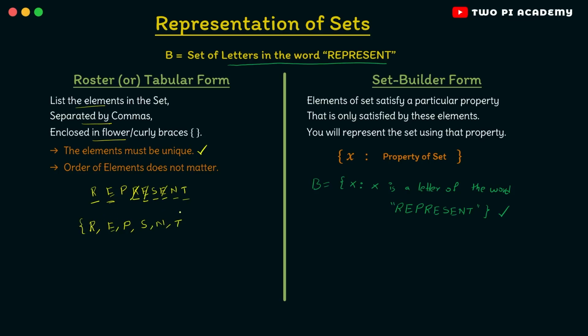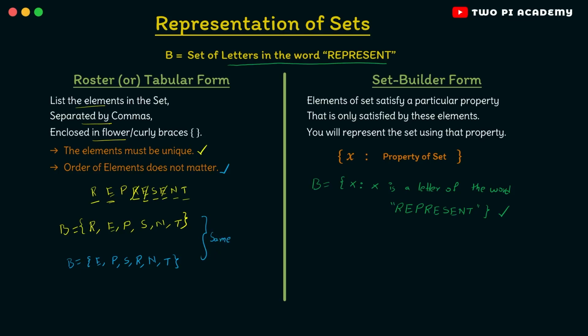So this is the roster form representation of our given set capital B. Capital B is equal to the set of R, E, P, S, N, T. But note that the order of the elements does not matter. So instead of writing as the following, you can write this as capital B is equal to the set of E, P, S, R, N, T. So both of these will represent the same set capital B.